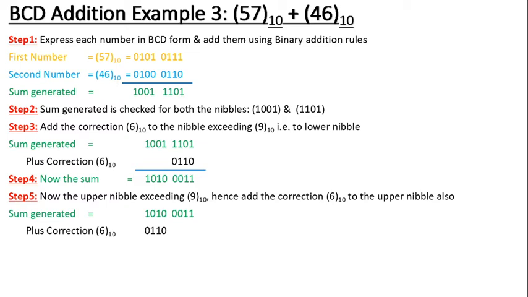So once again, this sum in step number 4 is written 10100011, and below that upper nibble 1010, correction 6 decimal means 0110 is to be added. So carry out this particular addition as well. Take some time and carry out. And then we are getting here the final sum in step number 6.